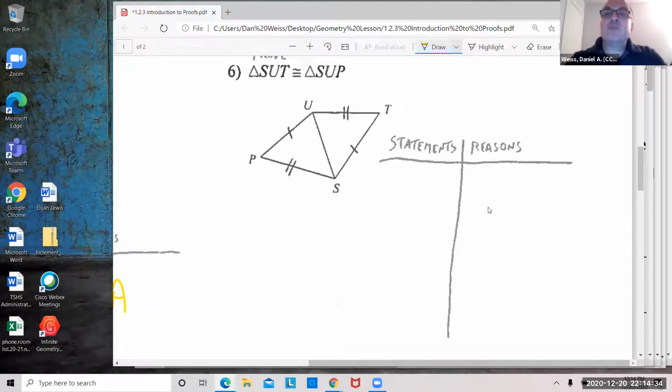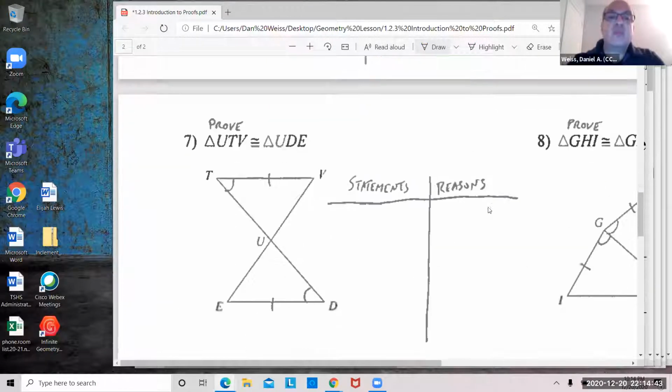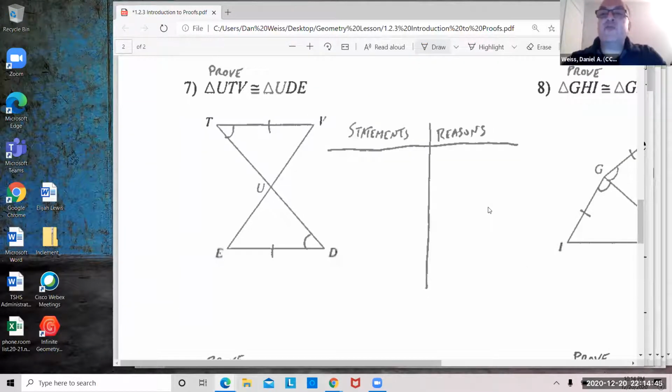Over here, this guy's part of both triangles. It's equal to itself, so I have side, side, side, right? Over here, this one is equal to this one because of vertical angles. Is the side between the two angles? No, it's after the two angles, so it's angle, angle, side.